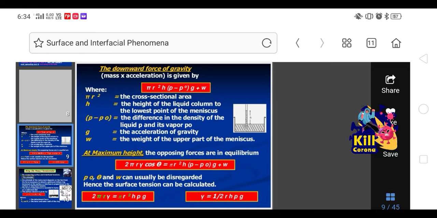So it is pi r square h rho g, using the formula for density, plus W, the weight of the upper part of the meniscus. At maximum height, both forces become equal, after which the liquid stops rising in the capillary. So the upward force is 2 pi r gamma cos theta, and the downward force is pi r square h rho g plus W. Theta and W can be easily disregarded, and surface tension can be calculated from pi r square h rho g.